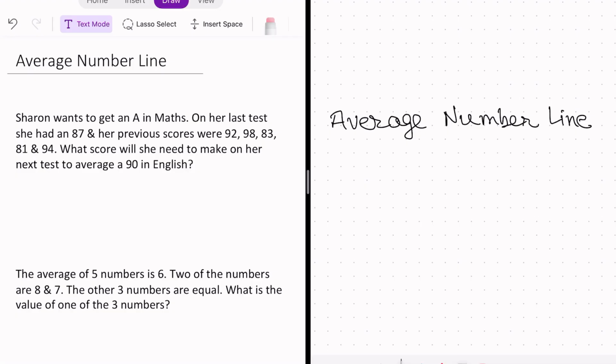Let's look at the first problem. Sharon wants to get an A in math. On her last test, she had an 87 and her previous scores were 92, 98, 83, 81 and 94. What score will she need to make on her next test to average a 90 in English?